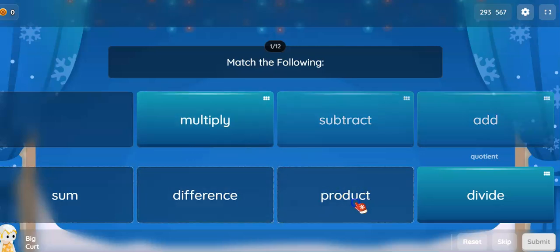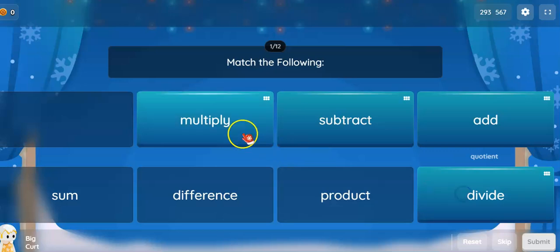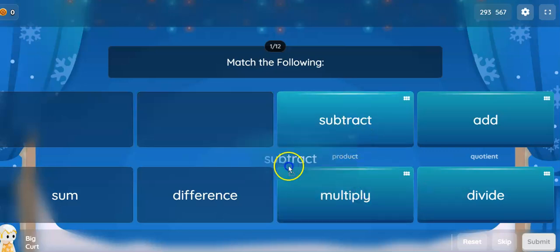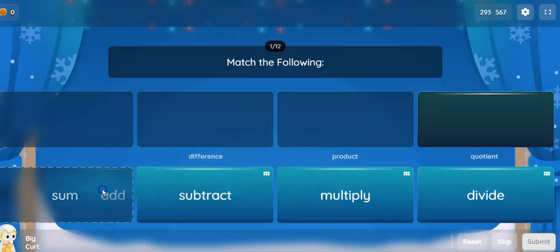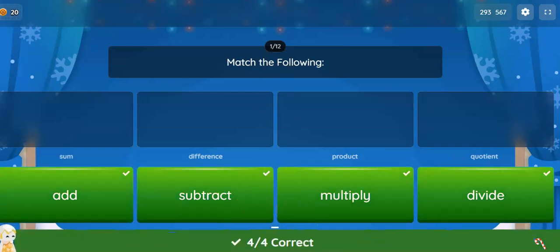Because they pop up sometimes. Of course, I'm wrong at the moment. Multiply is... divide is... oh, I'm totally backward. Divide is quotient. Multiply is product. Subtract is difference, which you see a lot in this unit, and the result from adding is sum. S-U-M, sum.